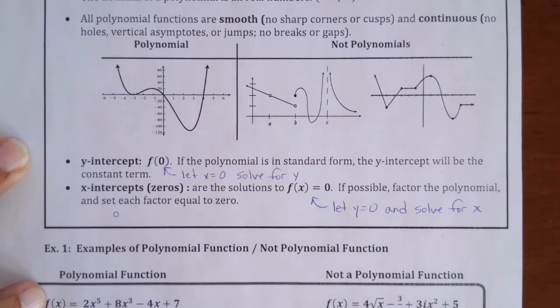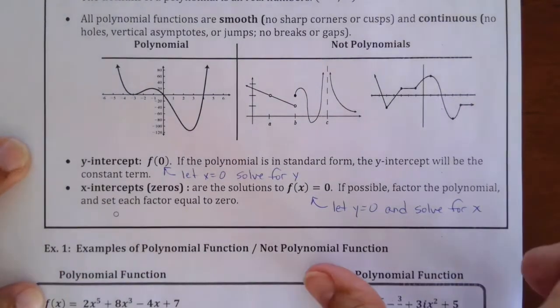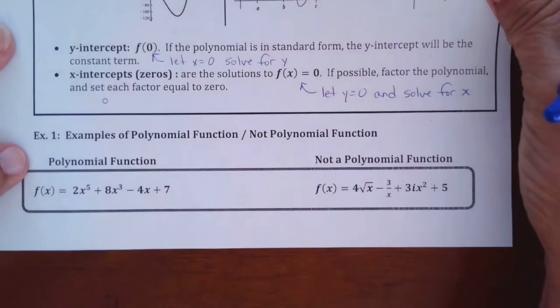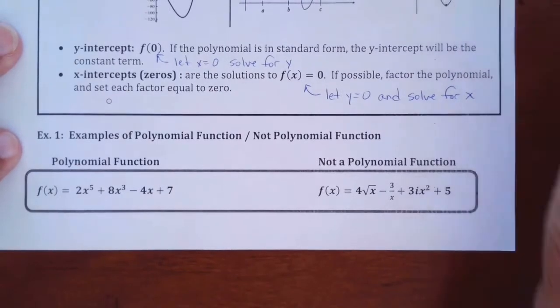That's the easiest way that you're going to be able to find your x-intercepts. Okay? You could graph, but most of these are factorable, so you won't have to do that if you don't want to. All right, so let's look at what makes a polynomial and not.